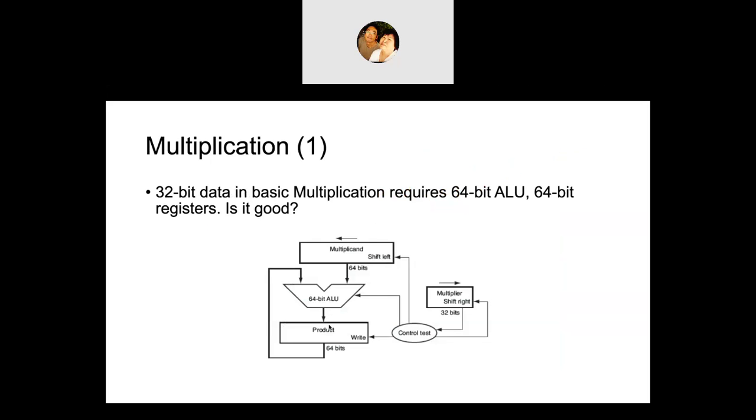So here is the conclusion of what we just discussed. In case of 32-bit data, if you would like to do the multiplication, we need a 64-bit ALU or 64-bit adder, and we also need 64-bit registers. But the data itself is just 32-bit. Not including the control circuit. We need the control circuit here. This is how we implement the multiplication in hardware.